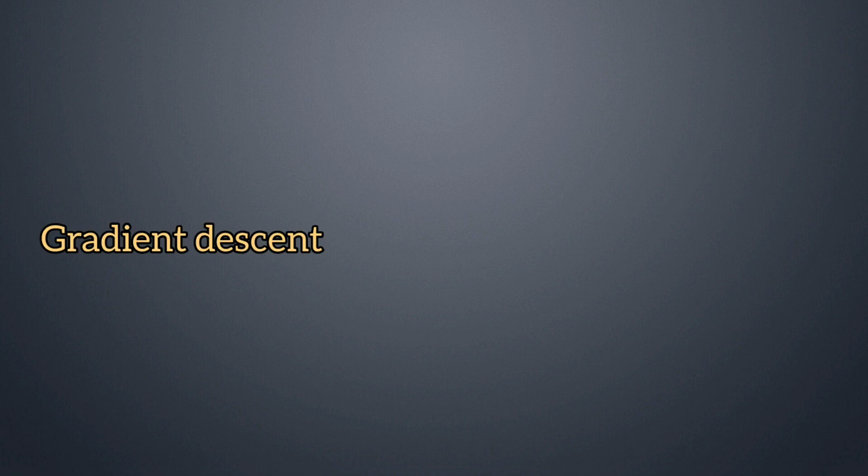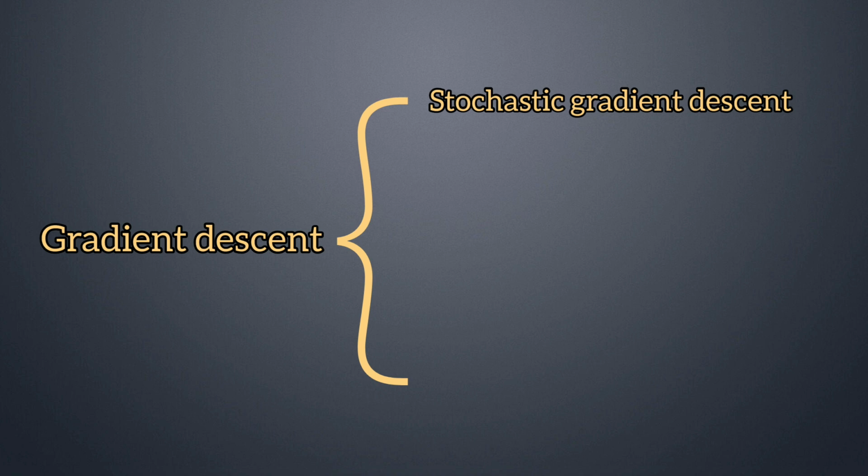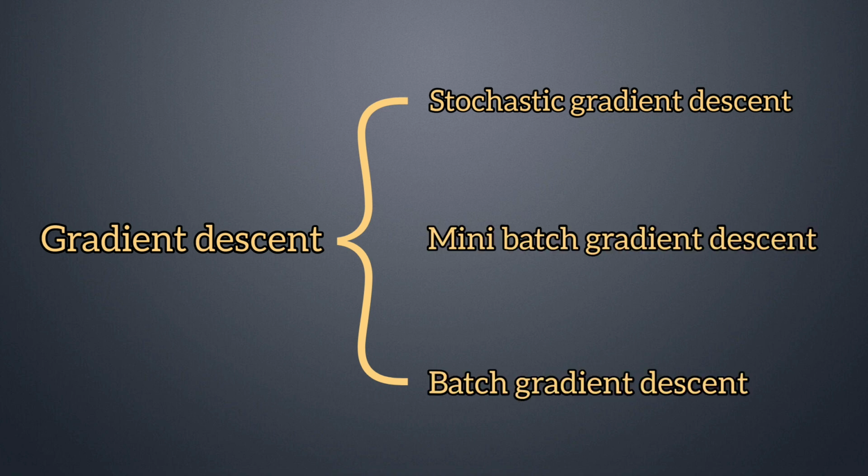We have three main types of gradient descent: stochastic gradient descent, batch gradient descent, and mini-batch gradient descent. In stochastic gradient descent, instead of using every single instance, we use some random instances for optimization. This is useful when we have a large dataset and want to reduce the time complexity.